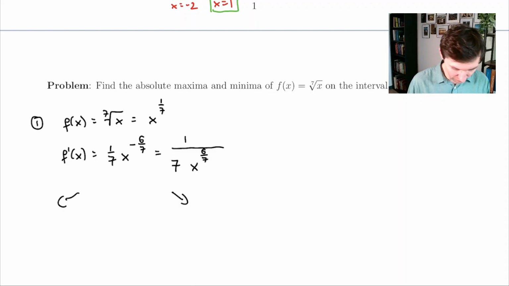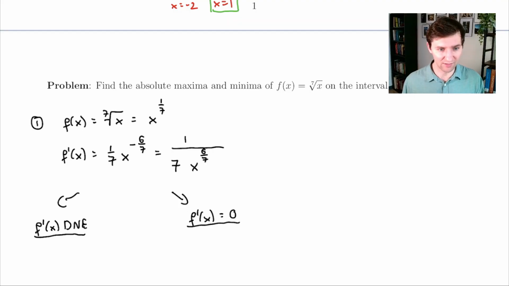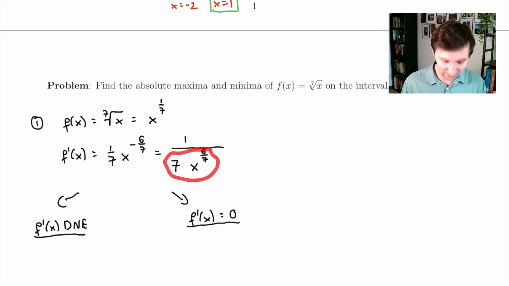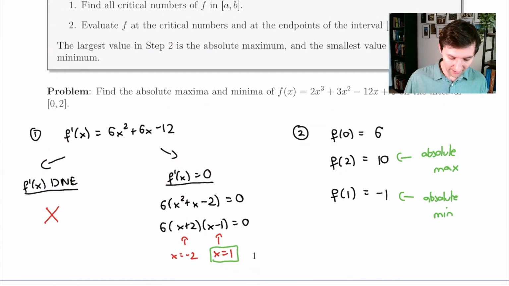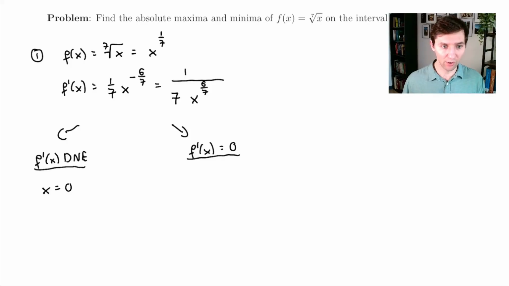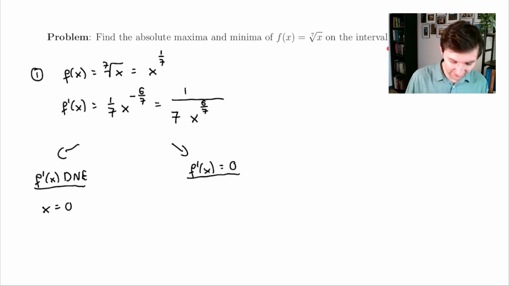Now I ask myself two questions. Are there any x's for which this derivative does not exist? And are there any x's for which this derivative equals 0? I believe there is one x for which this derivative does not exist. I cannot plug in 0 to this expression, because if I did, I would be dividing by 0. X to the 6/7 power is 0. So I will be dividing by 0. A critical number, x equal to 0, is there. What's more, x equal to 0 is inside of the interval from negative 1 to 1, which means this is a critical number I will take into consideration.